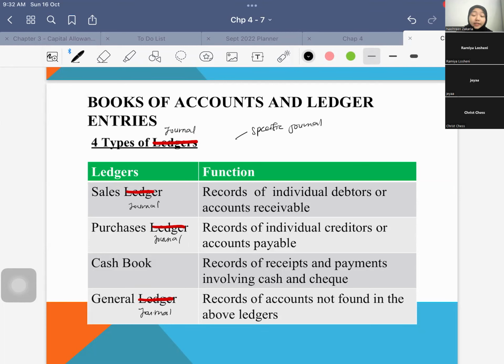Okay, sebab tu kena baca the questions properly. Sebabnya I tak ajar lagi yang sales journal, purchase journal, cash book and general journal. Tiba-tiba takkan I dah bagi you assignment to prepare specific journal, betul tak? So hari ni baru kita nak belajar on the specific journals. So for those yang dah prepare specific journals masa assignment 1, it's okay. Dan kiranya it's good lah you buat in advance, you belajar in advance. Okay.